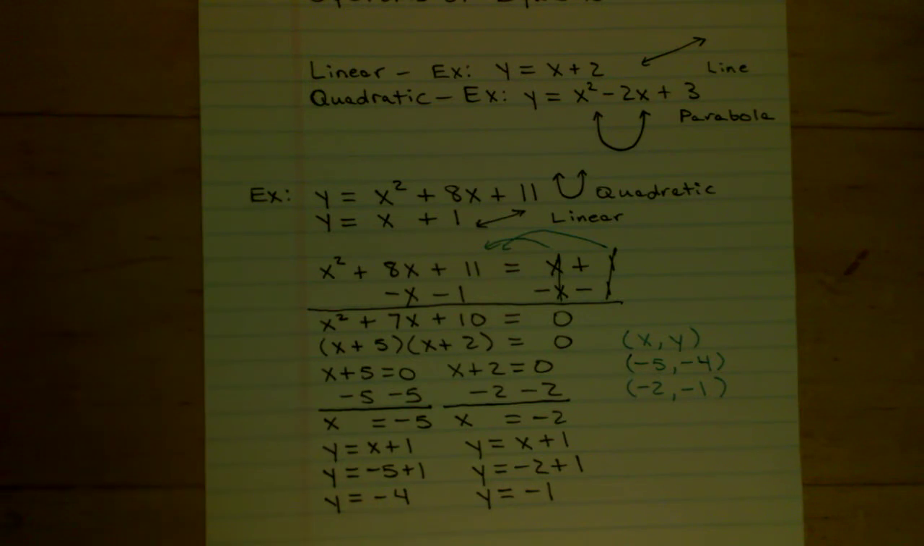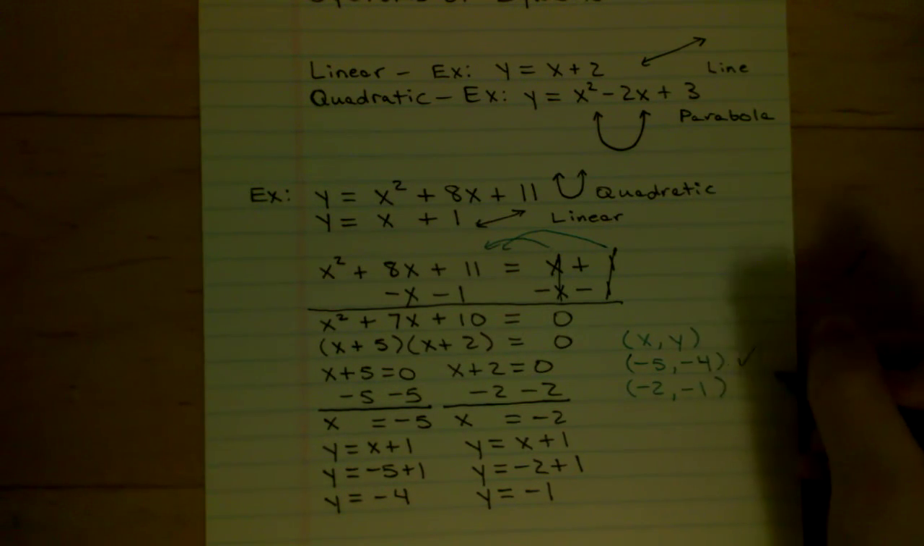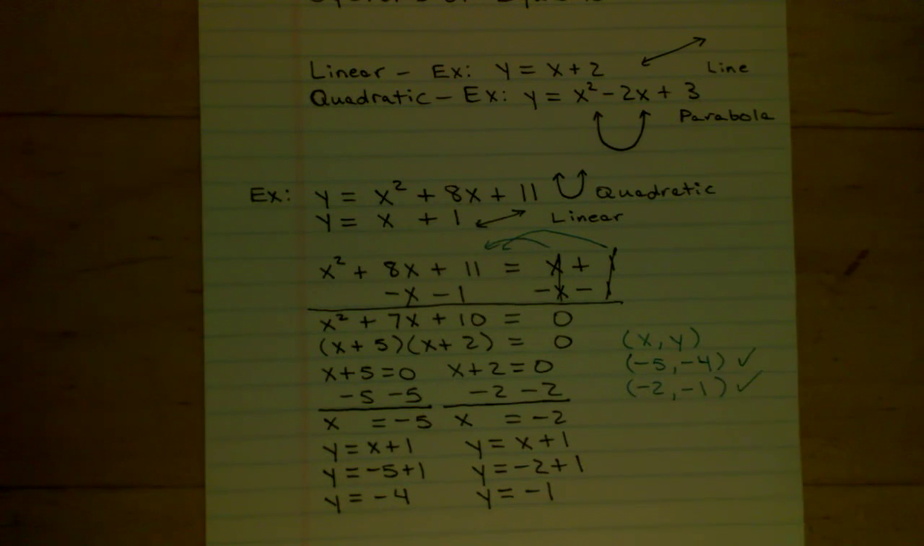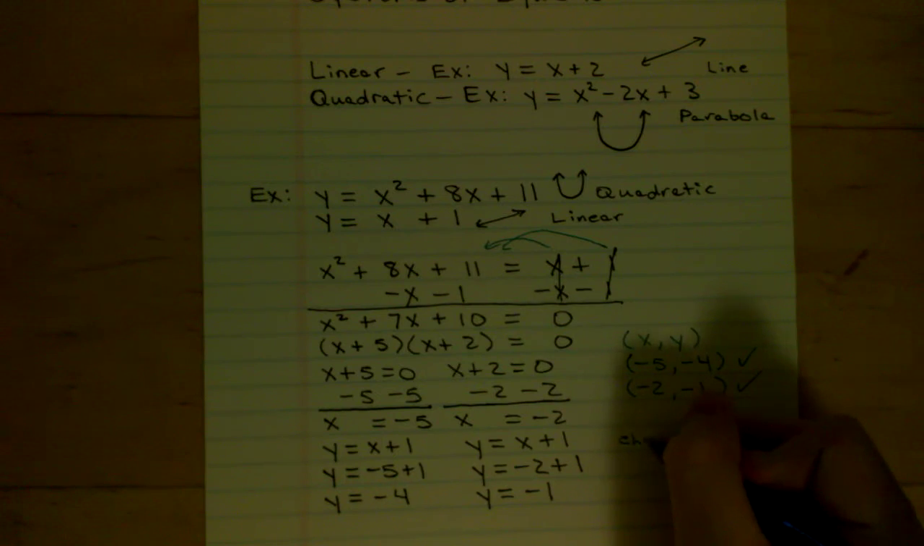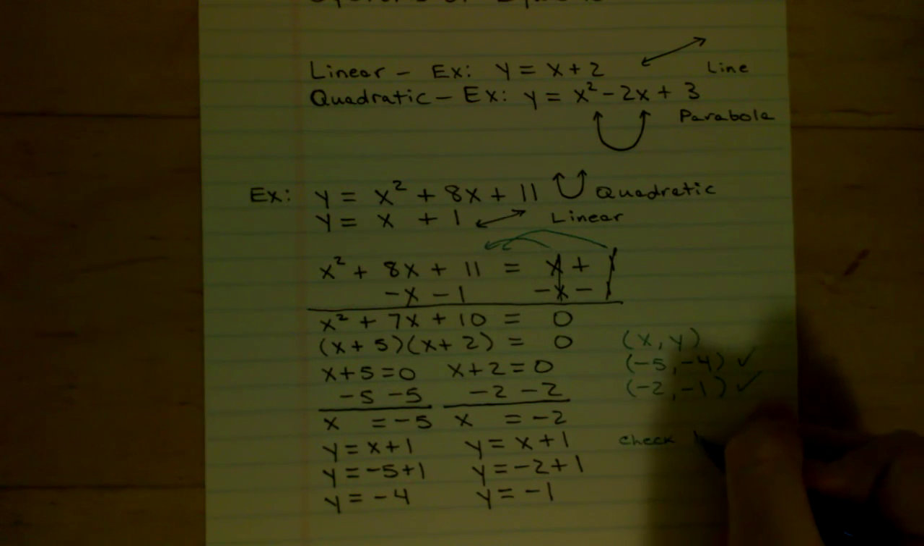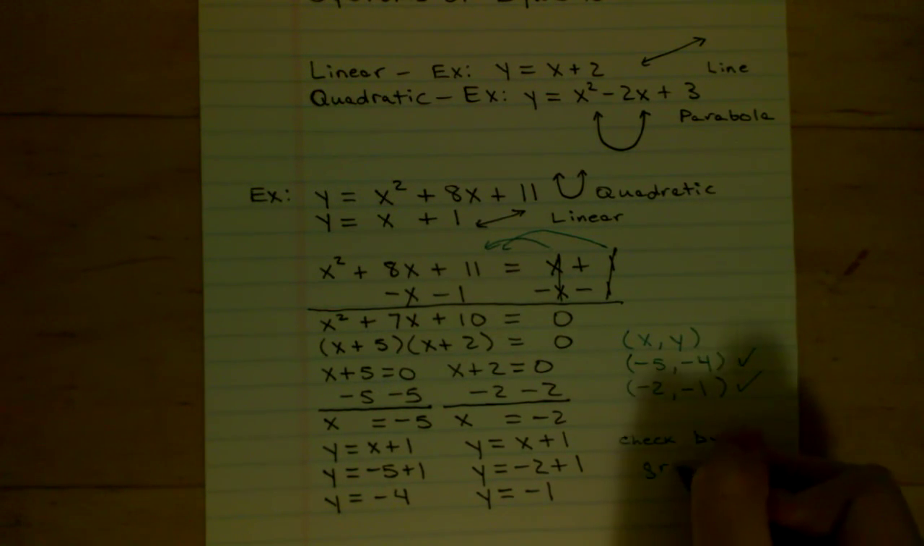And now I'm done. Okay, so I've got my two ordered pairs. Those are going to be my two solutions for the system. Now what you can do is you can actually check by graphing.